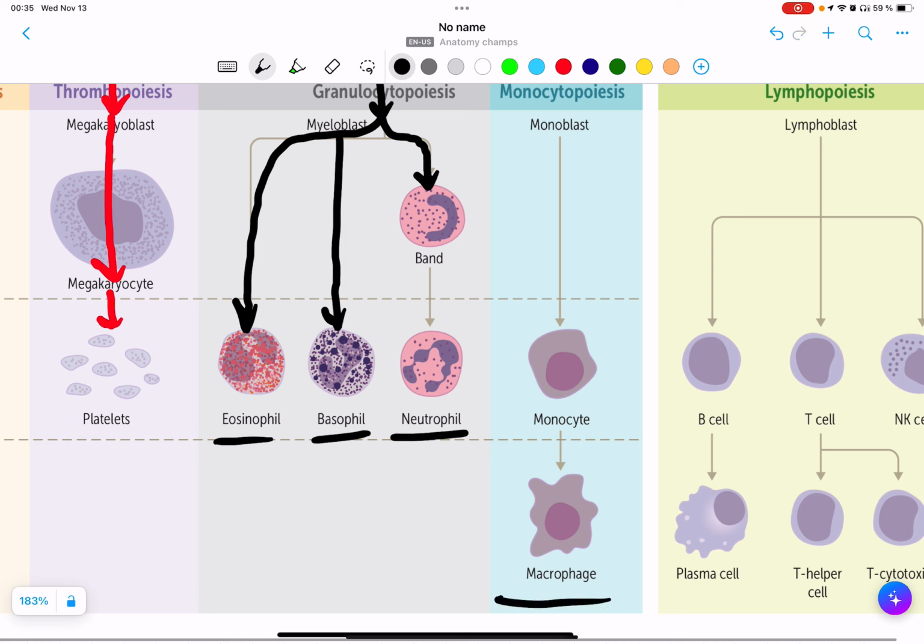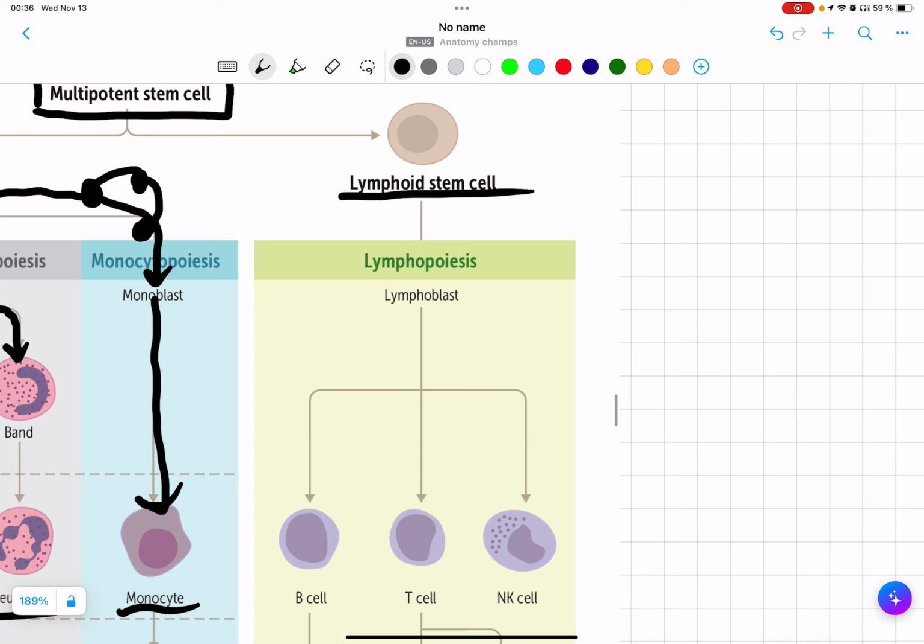Similarly, we have our lymphoid stem cell. Lymphoid stem cell will form our lymphocytes. For example, how many lymphocytes do we have? We have T lymphocytes, B lymphocytes, and natural killer cells. We have T lymphocytes, B lymphocytes, natural killer cells.